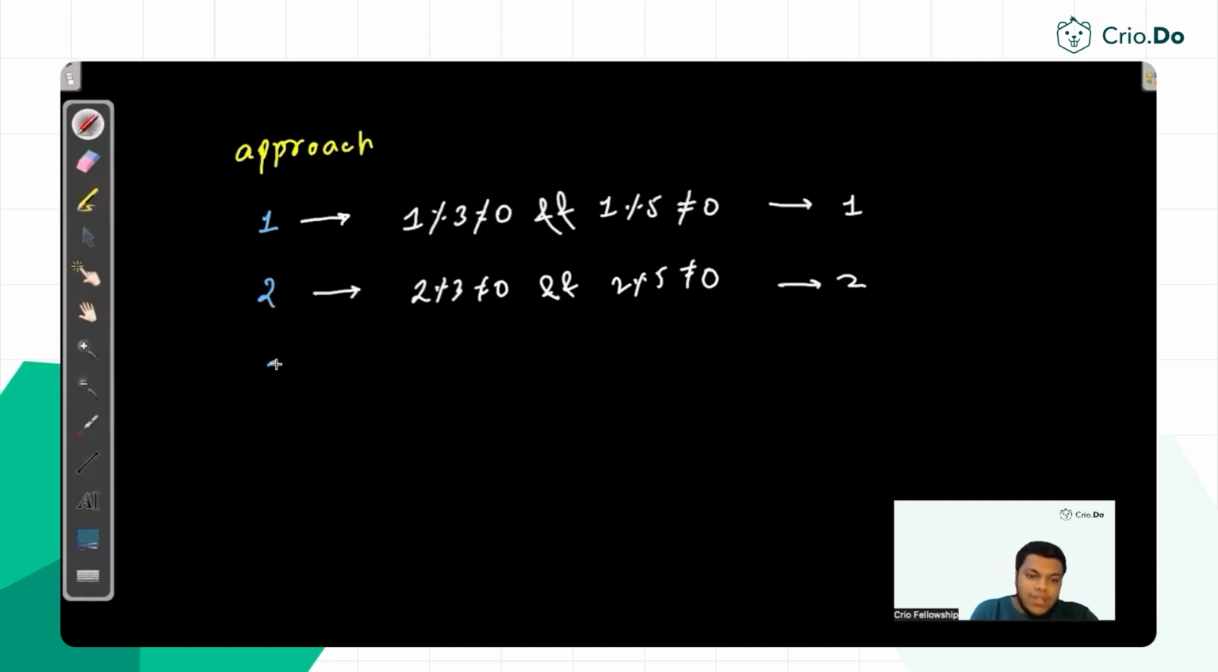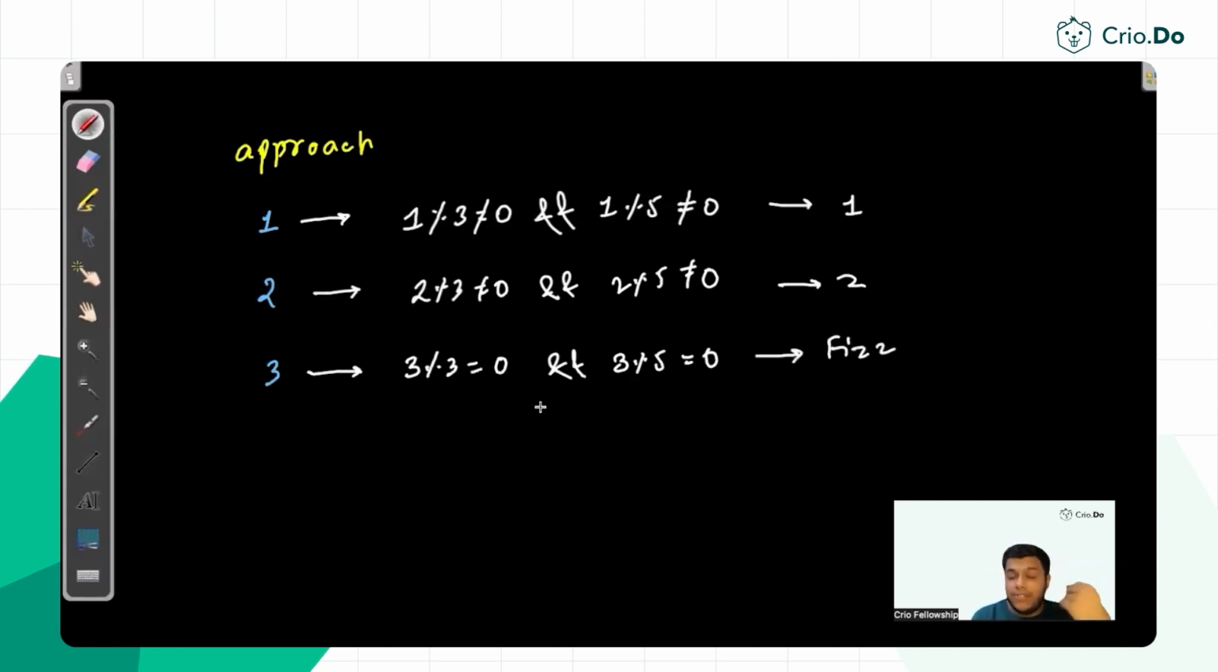But when it comes to the number 3, what about 3? The number 3 modulus 3 will come out to be 0. That is, it is a multiple of 3. But what about the number 5? Is it a multiple of 5? No. So those numbers which are only multiples of 3 should be printed as fizz. And if it is a multiple of both 3 and 5, in that case it should not be only fizz. It should be actually Fizzbuzz. So in case of 3, we are printing fizz.